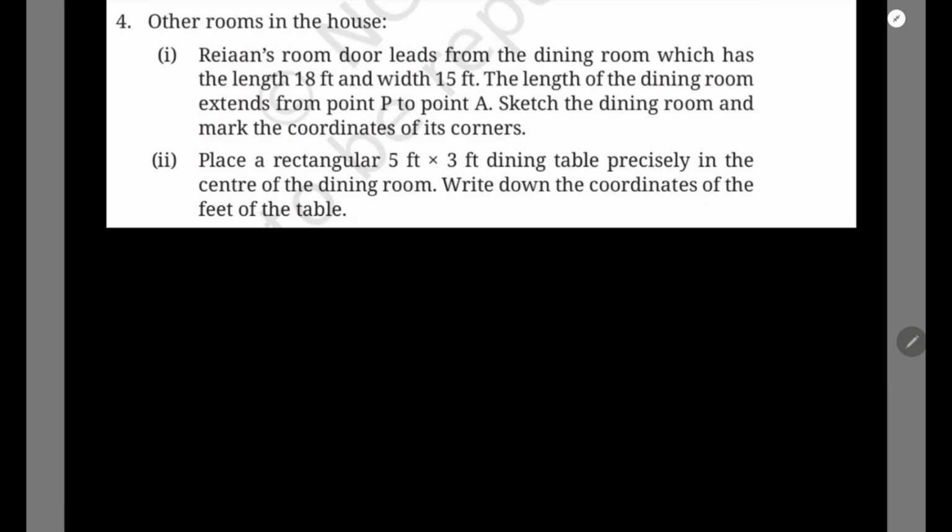Next, fourth problem, other rooms in the house. The first question: Rayan's room door leads from the dining room, which has a length of 18 feet and a width of 15 feet. The length of the dining room extends from point P to A. Sketch the dining room and mark the coordinates of its corners.